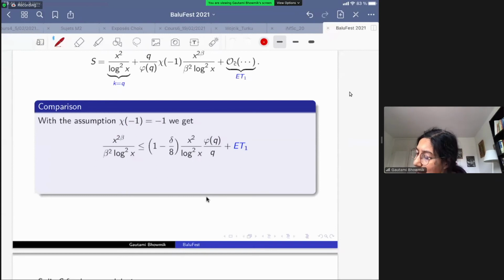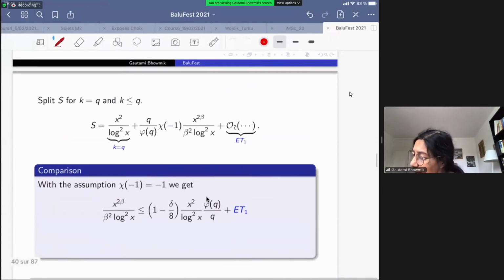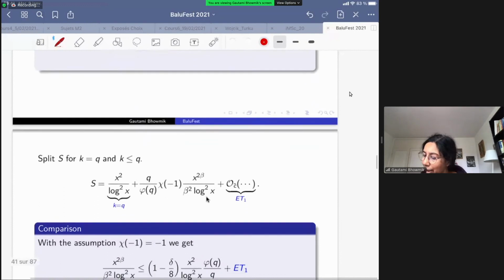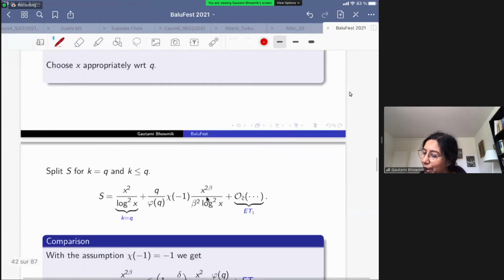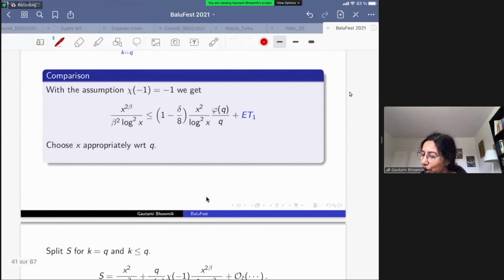And then you get this error, which I just showed you. Okay, and so that's what I mean when I say that choose x appropriately. Means neither too big nor too small.